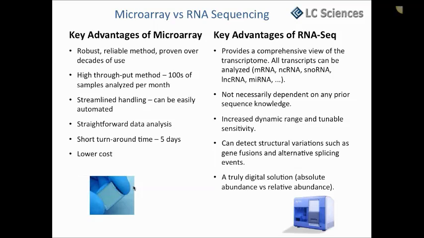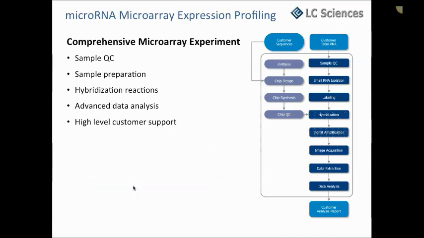Yeah, it's pretty straightforward in terms of data analysis, and turnaround time if you're using a service can be pretty quick, as fast as 5 days. If you're doing it yourself, of course, even faster, and it's fairly low cost. The disadvantage, of course, is really that you can't use it for discovery. You're looking at the known microRNA content. And so let's look at this a little bit closer.